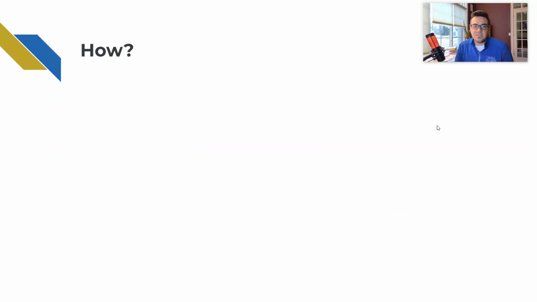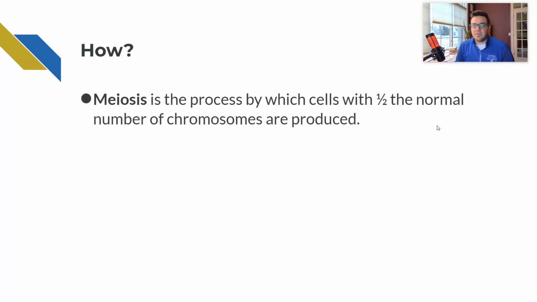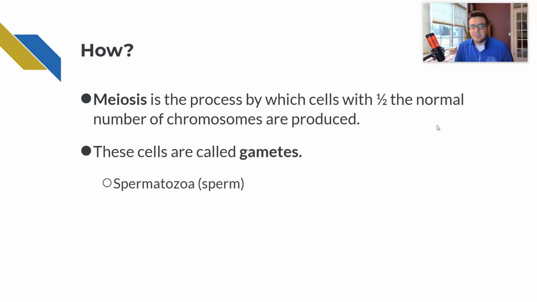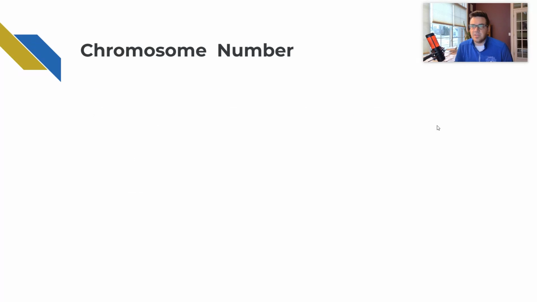So the question is, how do we do this? Well, meiosis is the process that's going to allow us to make these special sex cells or gametes that have half of the normal number of chromosomes. Oh, gametes, there it is. All right, so sperm cells and egg cells are produced by meiosis, which is a different process than mitosis, although as we'll see, it's pretty similar in a lot of ways.